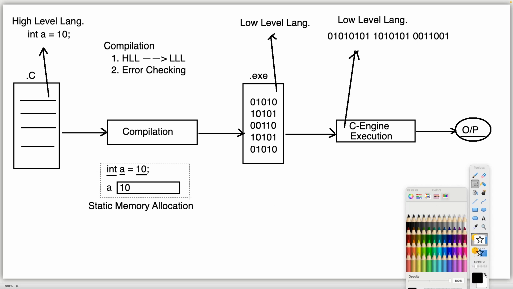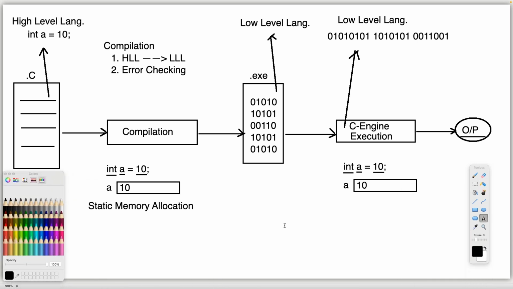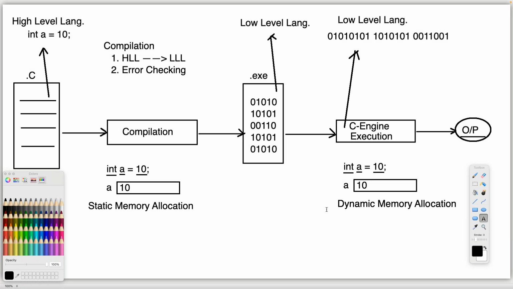Similarly, all of you understand it clearly. If the memory allocation is provided for the primitive data types at runtime, at the execution time, then that memory allocation is called dynamic memory allocation. Guys, now tell me, what is static memory allocation?